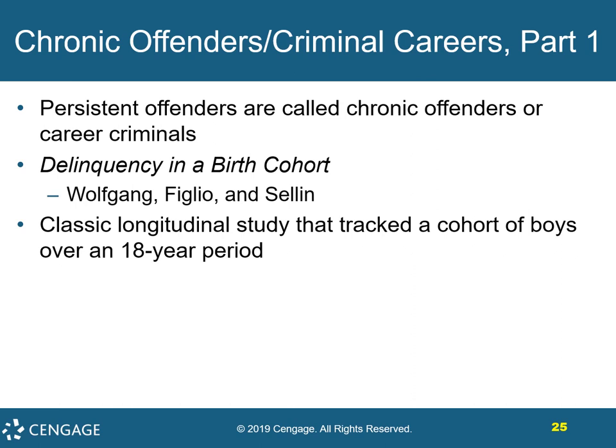Persistent offenders are called chronic offenders or career criminals. There was a book written called Delinquency in a Birth Cohort, written by Wolfgang, Figlio, and Sellin. It was a classic longitudinal study that tracked a cohort of boys over an 18-year period.